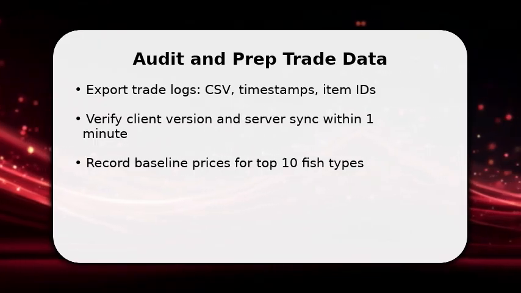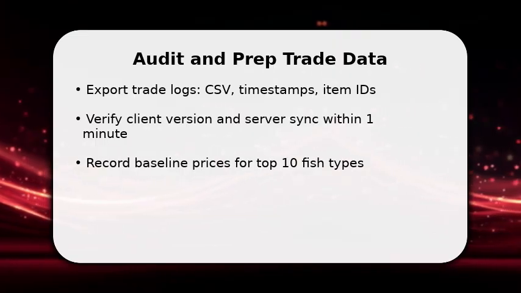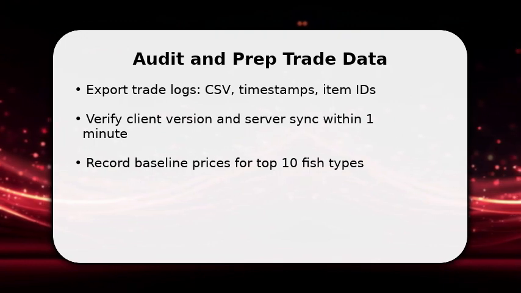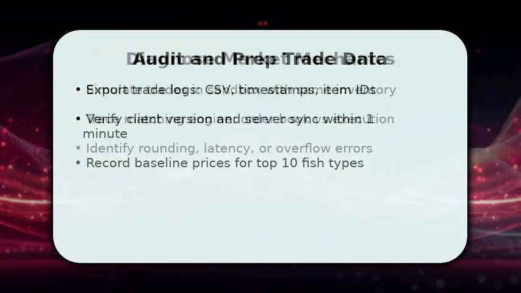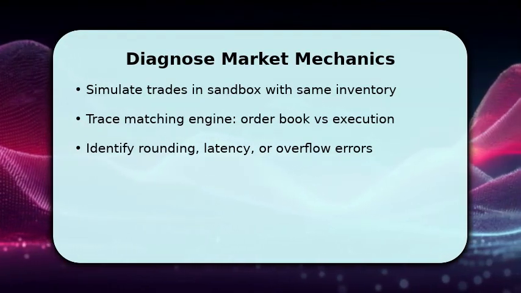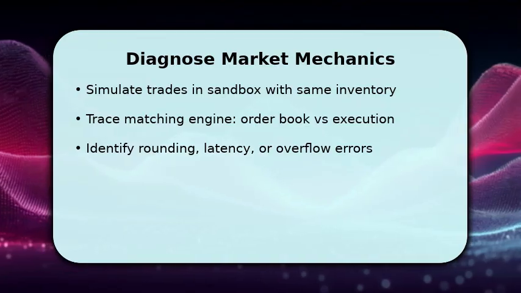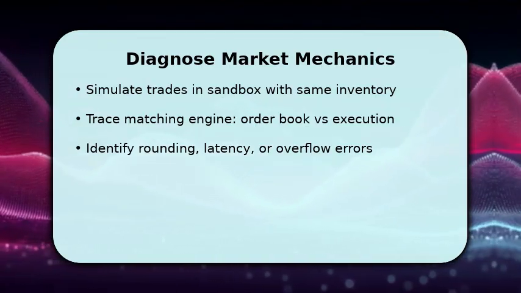Make sure to isolate intermittent errors by running a short test trade sequence. This tells you whether the problem is systemic or situational. You now reproduce the issue in a controlled environment to see how the system behaves. Run identical inventory trades in a sandbox and watch the order book versus execution logs. This reveals mismatches between intent and result.